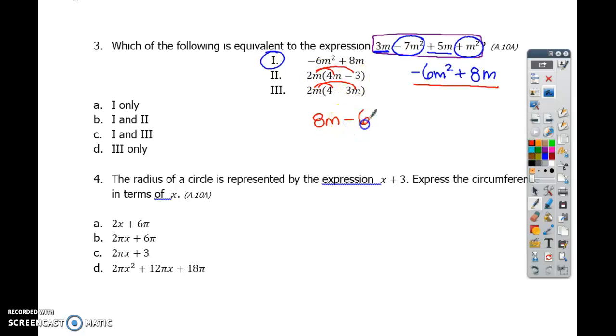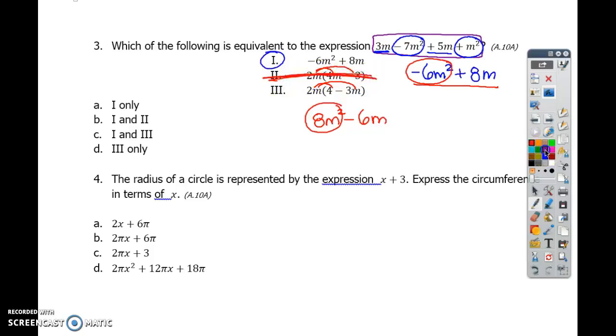Negative 6m. Oh, this one's m squared because 2m times 4m is 8m squared. That's not what we got here. Because right now it says that it's negative 6m squared and this one's 8m squared. That's not the same thing. So it's not Roman numeral 2.